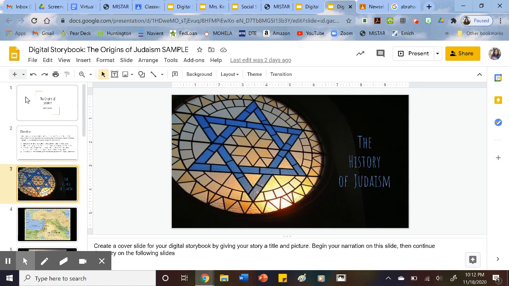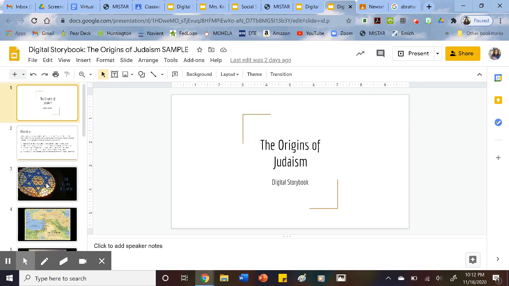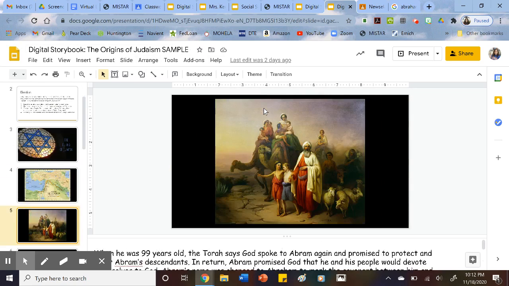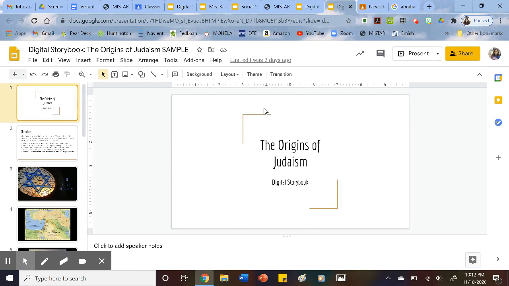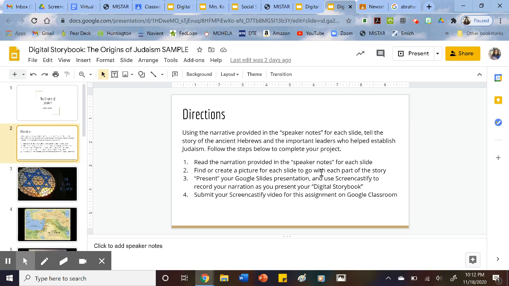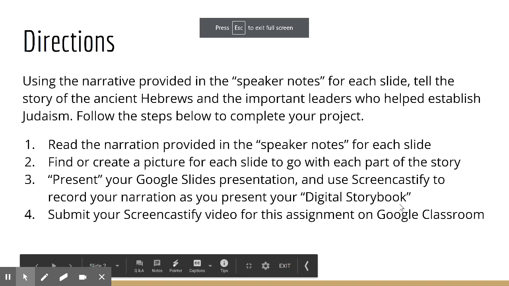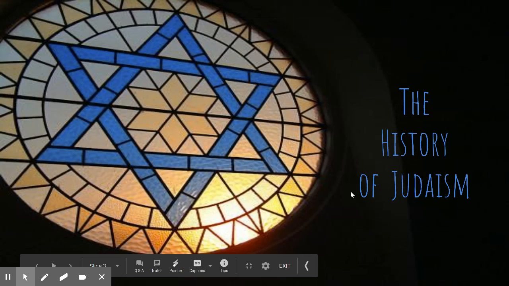So once you are all finished with your project, you've got all your pictures, the background looks good, everything looks nice, you're going to want to record your digital storybook. And so what we're going to do is we're going to present this just as we would when we do any other Google slide presentation. And you're going to want to have the notes up.